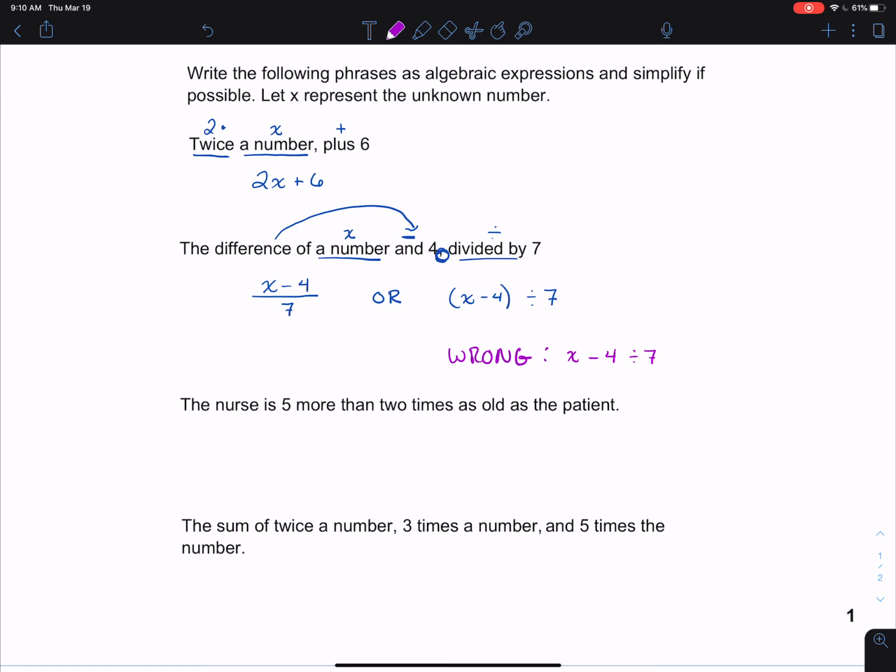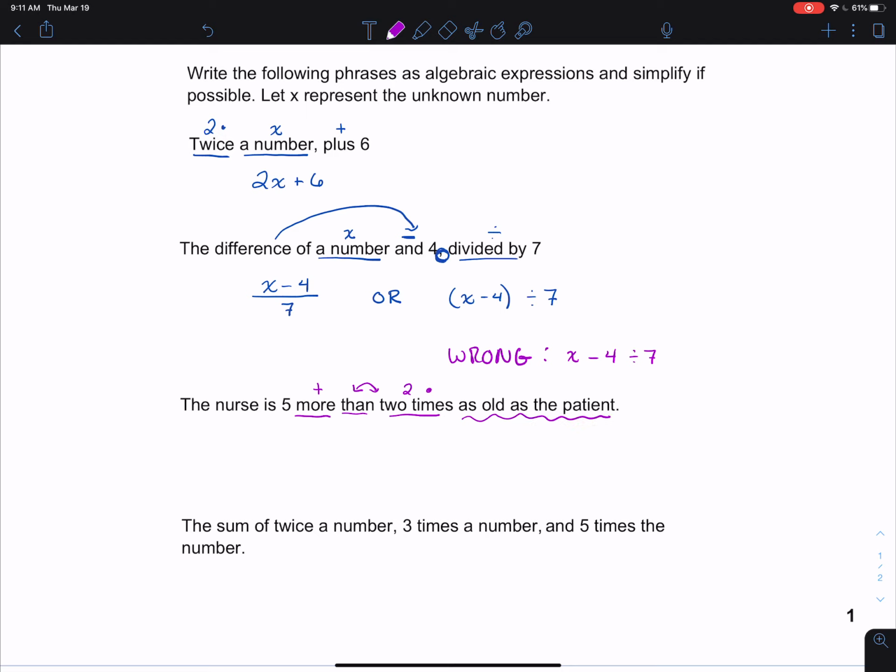If we look at the next example, it says the nurse is 5 more than 2 times as old as the patient. So if we look at this, the nurse is 5 more than. So I know more is a keyword for addition. Than is one of my turnaround words. It's telling me to switch the order. 2 times is telling me to do 2 multiplied with as old as the patient.